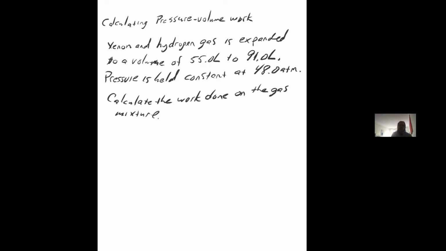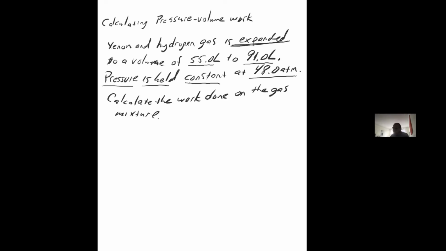Okay, so it's expanded and then the pressure is held constant. Some of the keywords there: it's expanded. That means the volume's getting bigger, right? Compression is when the volume gets smaller. Obviously, they give you the numbers there. Those are your volumes. And then they say that the pressure is held constant, 48.0 liters. We could solve it if the pressure wasn't constant, but it would not be one that we're going to look at in this course, okay?